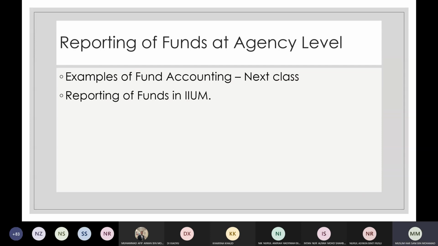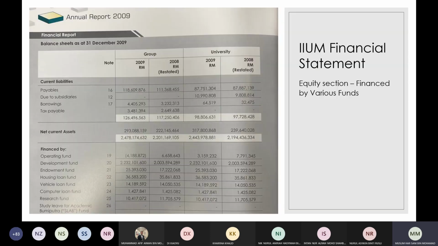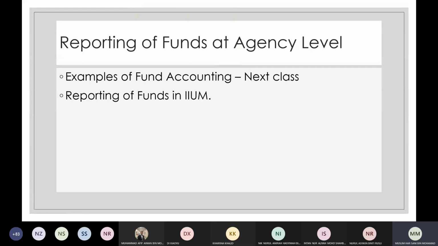Reporting of funds at agency level, examples of fund accounting. I think we have it here. Example of fund accounting, next class, I said. Are you with me, class? Next class we'll discuss it; I think I uploaded the example already. We'll go through the example in terms of accounting entries and accounts. It is very simple, but quite useful for you to appreciate fund accounting.